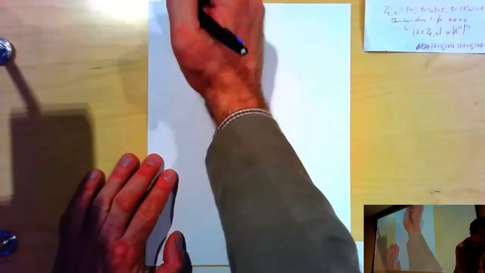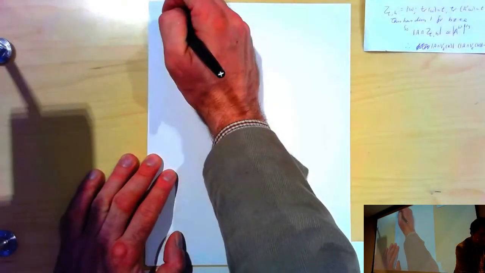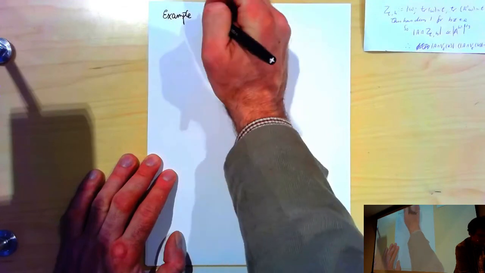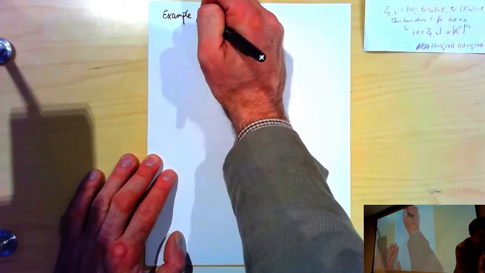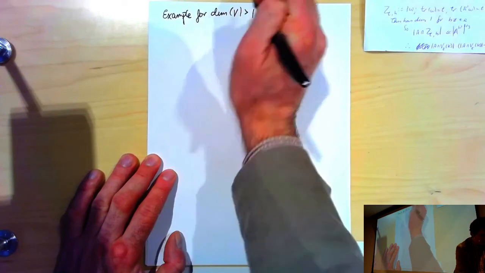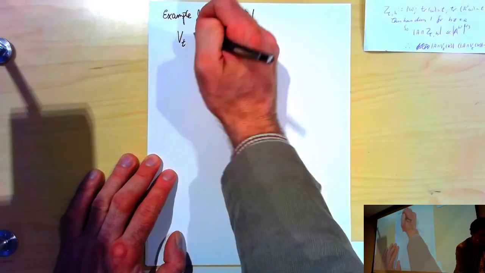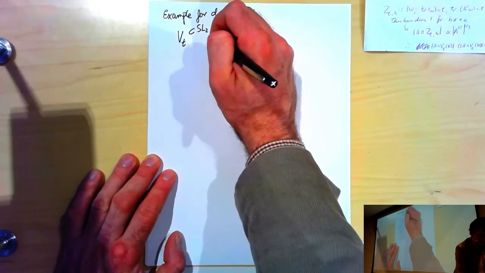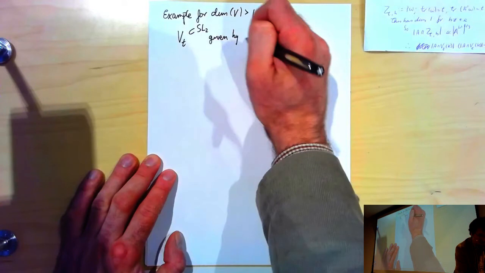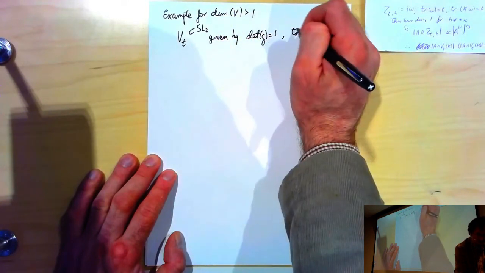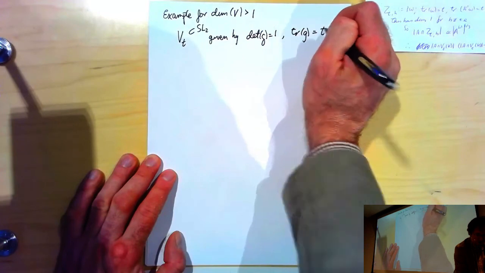Now, what about higher dimension? The example that will work out is the example we need. So let V_t be the subvariety of SL2 given by, well, of course the determinant has to be 1, that's why you are in SL2, but also the trace of g is equal to a certain constant t.